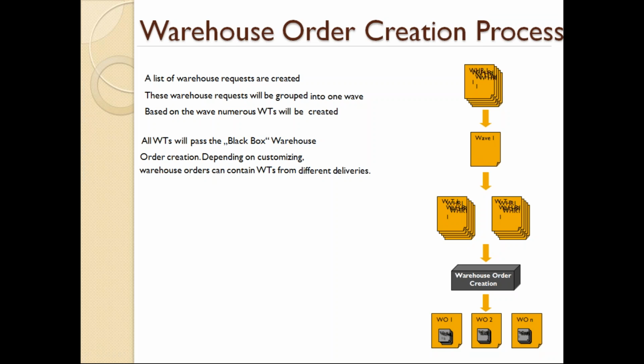So basically, in the background, when we release the wave, or create tasks for a group of deliveries, or one delivery with multiple line items, whenever the group of tasks is created together, they go through some sort of black box setting. We call it creation rule settings, and the outcome is that we get warehouse orders. The number of warehouse orders created is based on the grouping of the warehouse tasks.